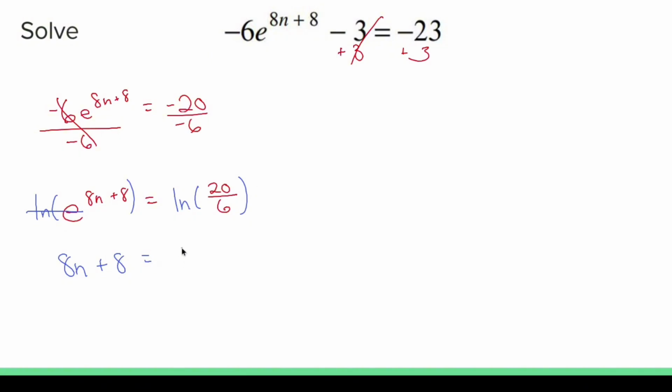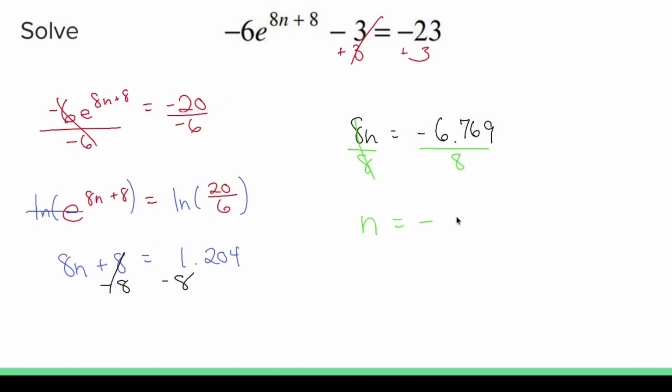I ended up getting 1.2039. So we'll do 1.204. Okay. So what we do now is we continue the problem as normal. Subtract 8 from both sides. When I do that, I get negative 6. So hold on, 8n equals negative 6.796. Then we'll divide 8 from both sides, like that. And when we divide 8 from both sides, we get n equals negative 0.8495. So we'll do negative 0.850. Yeah, pretty gross stuff. You're definitely going to need a calculator with this.